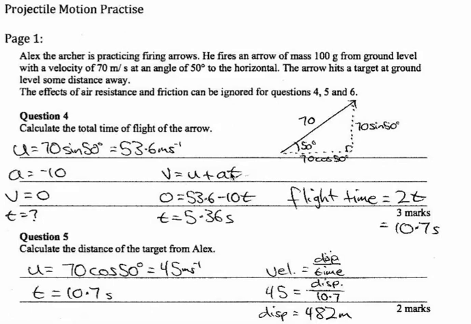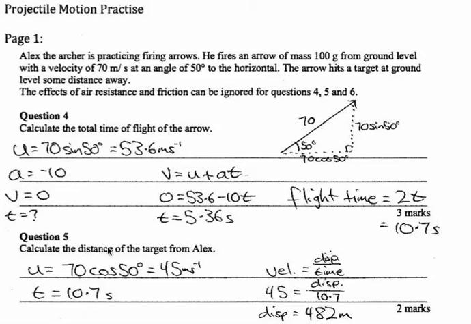So using v equals u plus at, we find that the time it takes to reach the top of its flight is 5.36 seconds. So the flight time equals double that, the time it takes to reach the top and then back down again. So flight time is 10.7 seconds. So there's 3 marks for that question.